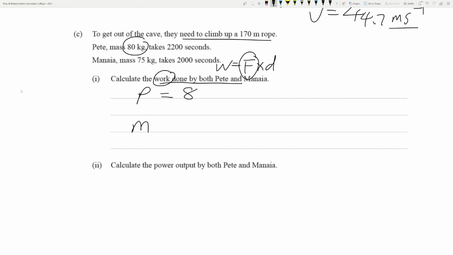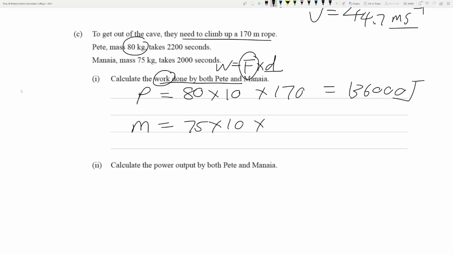If Pete weighs 80 kilograms, his weight force will just be 80 times 10. And how high did they climb? Times 170, and that's going to give us 136,000 joules. And for Manai, it's going to be 75 times 10 times 170, and that's going to be 127,500 joules. So that's going to be the work.